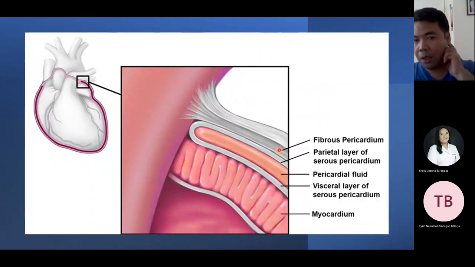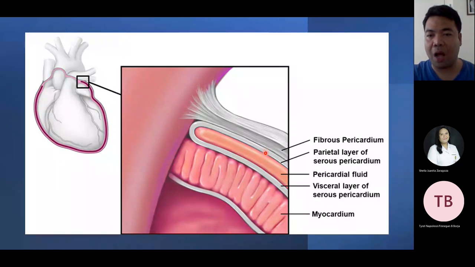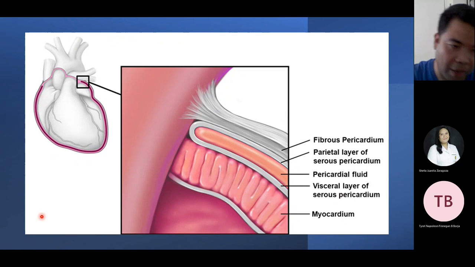Now, next to that is your serous pericardium. And take a look, how is the serous pericardium arranged? So, kung makikita nyo, the two layers of the serous pericardium, yung parietal at saka yung visceral, are one and continuous to each other. Kasi it's like this.